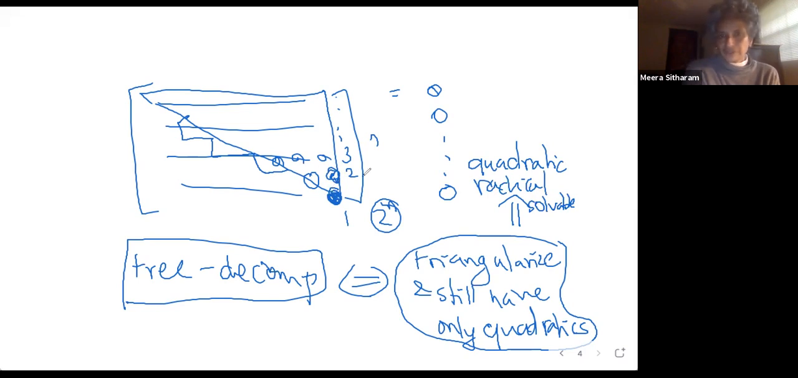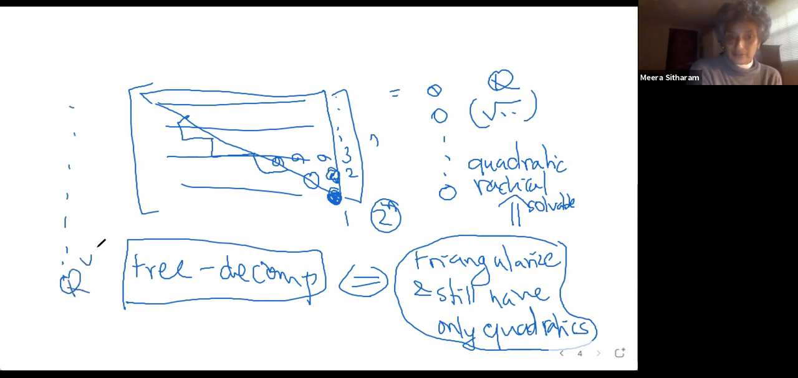Let's say the original coefficients of your polynomial were in the rationals, and you have a quadratic extension, so you have some square roots in there. Now the coefficients of your new polynomials will have these, and you build a tower of quadratic extensions: Q, then Q with some square roots added, then square roots of those, and so forth. But whatever it is, you only have quadratic. So this is also called quadratic radical solvable.